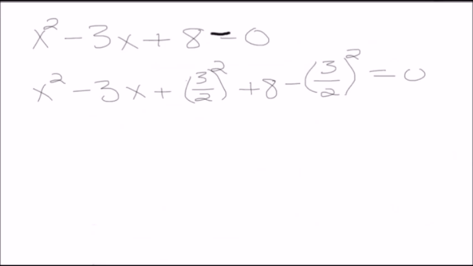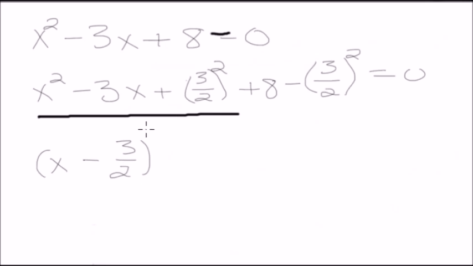Okay, so what good did that do me? Well, now the first part of the expression is a perfect square. It's equal to (x − 3/2) quantity squared. I'm going to move my constant terms over to the other side so that this is equal to (3/2) quantity squared minus 8.